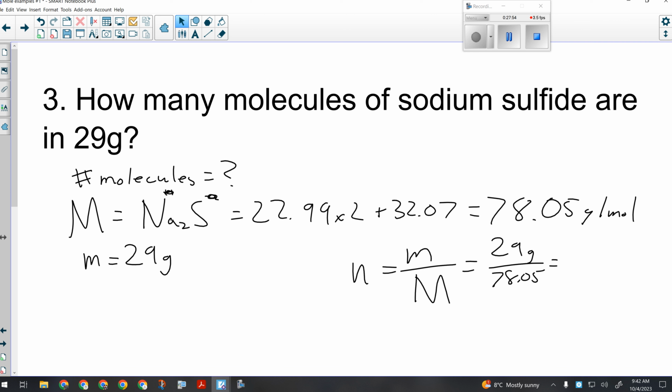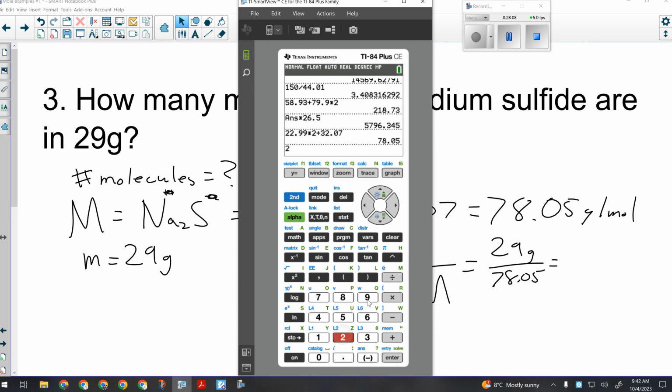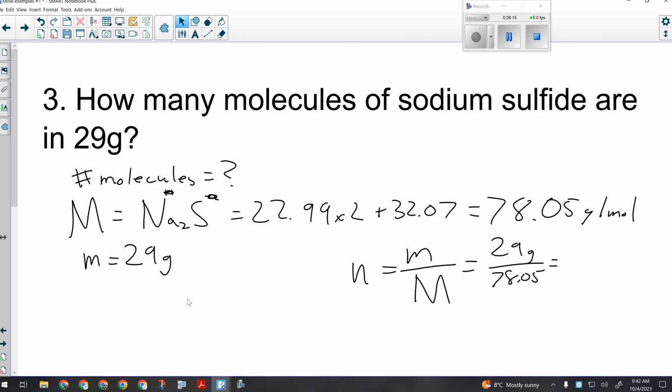Do I have more than 1 mole or less than 1 mole here? Less. Yeah, if 1 mole has a mass of 78 and I only have 29 grams, it's okay if I get a decimal. I have less than 1 mole here. Sometimes getting that decimal throws people off. That's why I bring it up. 29 divided by that number. So I have 0.372 moles.